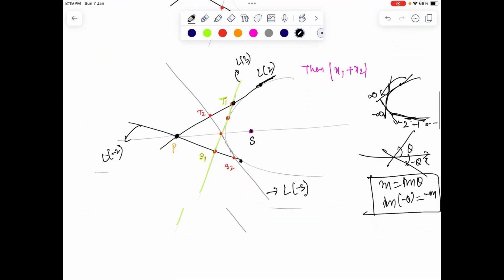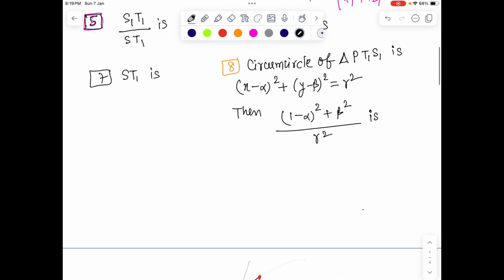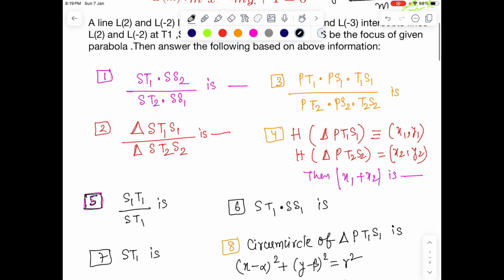Anyway, so now we are defining T1 and S1 as the points of intersection of L3 with those two lines, and we have T2 and S2 as the points of intersection of the line L minus 3 with those two given lines, which are L2 and L minus 2. So this is the complete diagram and the setup of the problem. Now let's try to head on to the question.